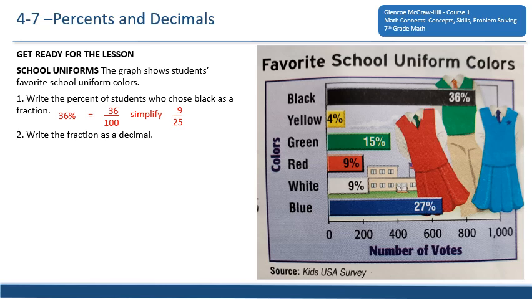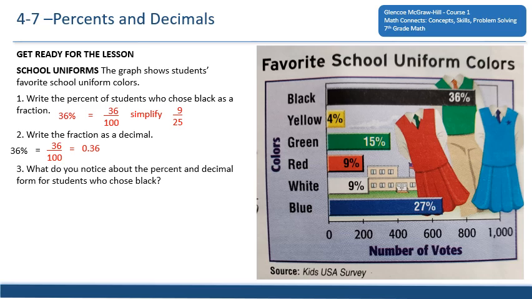Write the fraction as a decimal. 36% equals 36 over 100 equals 0.36. What do you notice about the percent and decimal form for students who chose black? 36% equals 0.36. They include the same digits.